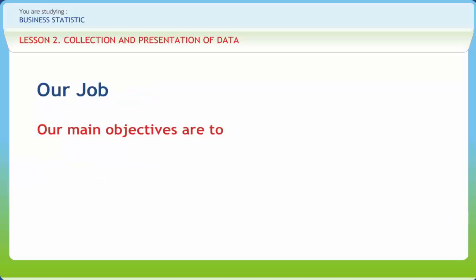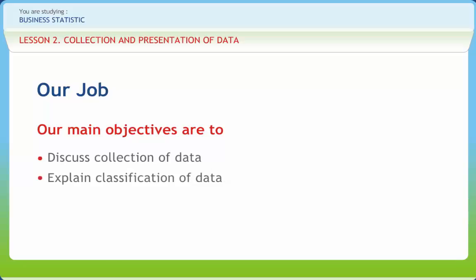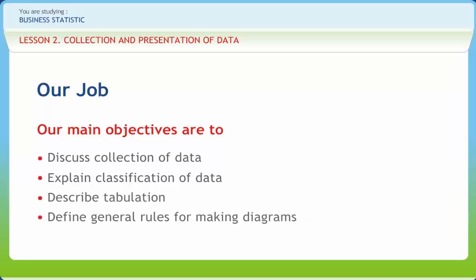After going through this presentation, you should be able to discuss collection of data and explain classification of data, describe tabulation, define general rules for making diagrams, and analyze types of diagrams. The procedure for collection of data depends upon various considerations, such as objective, scope, and the nature of investigation. Data may be collected by either or both of the two types of sources, primary and secondary.